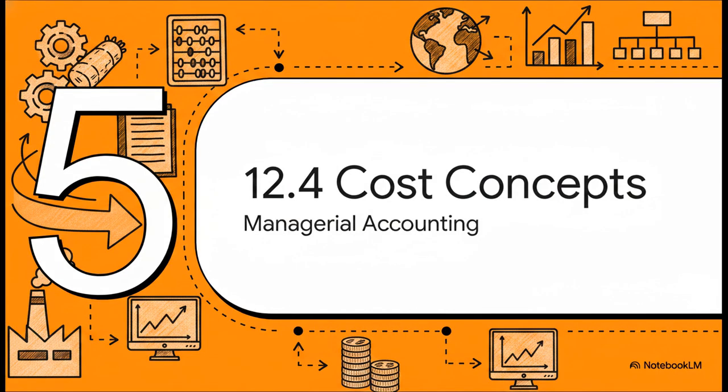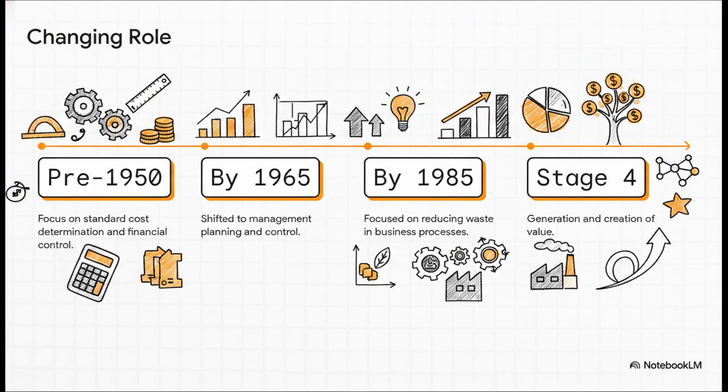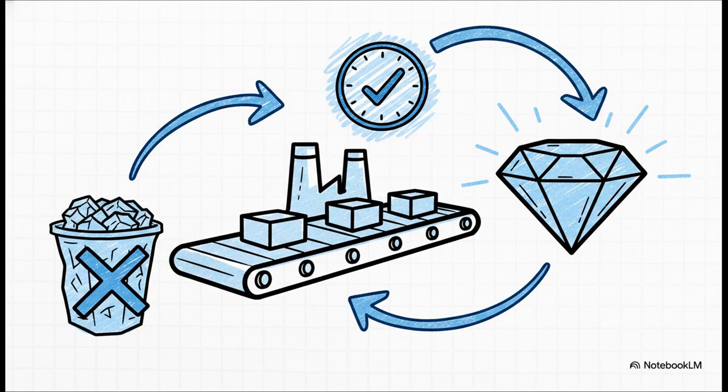Finally, let's look at Section 12.4, Managerial Accounting and Cost Concept. If we take a look back, cost concepts have evolved dramatically over the years. Prior to 1950, this whole field was highly technical, focused purely on tracking materials and standard financial control. By 1965, the second stage shifted toward planning tools, like capital budgeting. But the paradigm really shifted around 1985 in Stage 3, with an obsessive focus on reducing process waste. And today, in Stage 4, the ultimate goal isn't just tracking costs, it's the active generation and creation of corporate value.